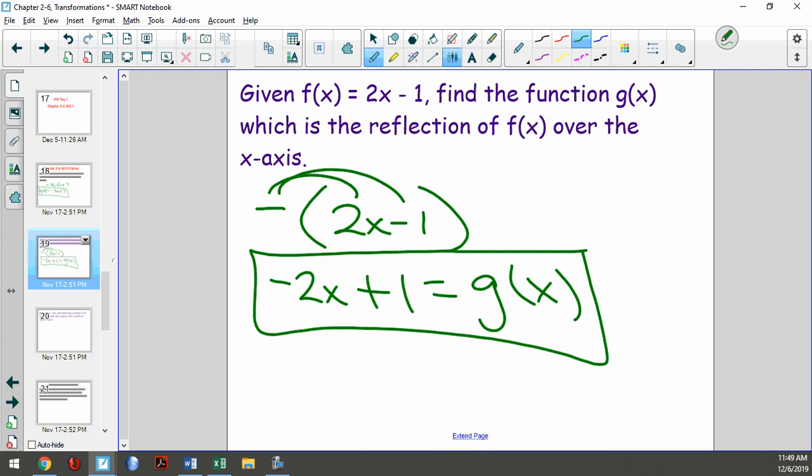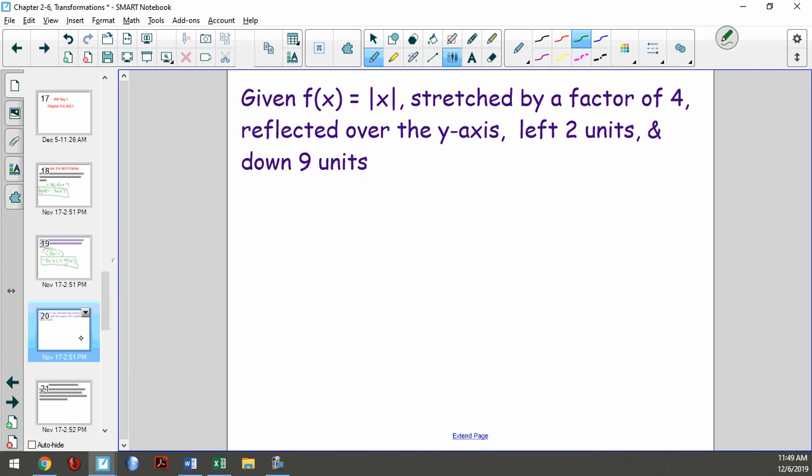If I'm reflecting over the x-axis, you just multiply the entire thing by negative 1. If I'm reflecting over the y-axis, you replace x with negative x and only x. You with me? Okay, same concept.